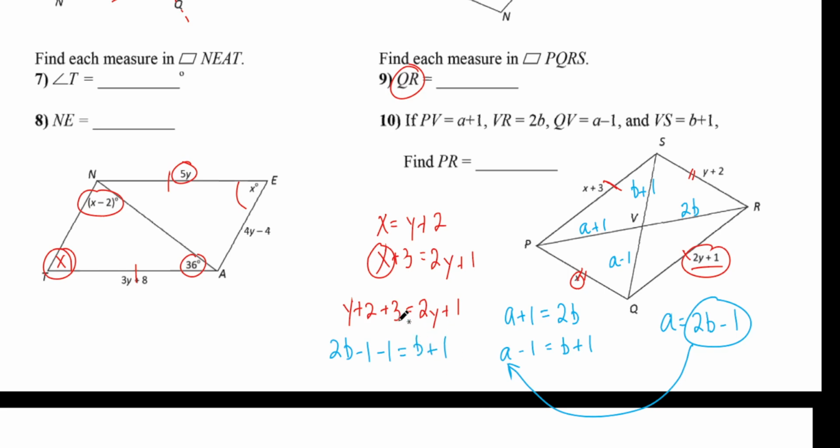I'll let you do the rest. You solve for B, and once you get B, you can put it in, and what do they ask for? PR? Yeah, so I would put it in for this one right there. Once you get B, put it in for this, and then whatever length that is, this length right here is the same thing. So really, what are you going to do to find that whole entire PR? You're going to take whatever that is and do what to it? Double it, right? And you got PR.